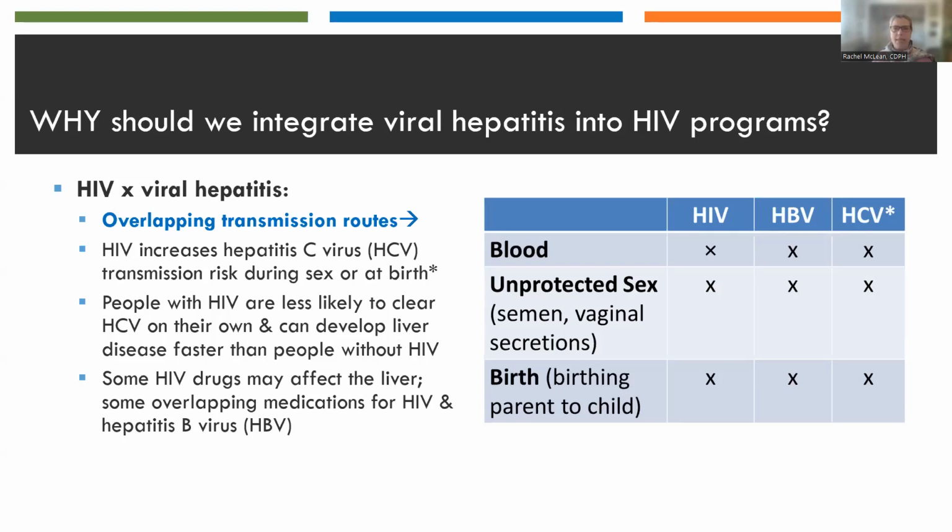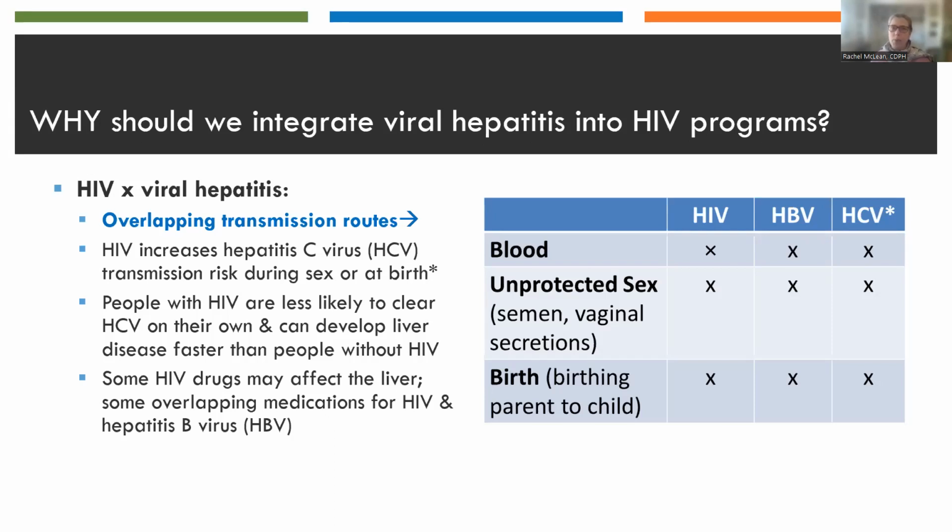Obviously, HIV, hepatitis B, and hepatitis C have overlapping transmission routes. HIV increases the risk of sexual transmission of hepatitis C, and also increases the risk of vertical transmission of hepatitis C at birth. People with HIV are less likely to clear Hep C on their own, and are at higher risk of developing liver disease about 10 years faster than people who do not have HIV, although that is less if someone's HIV is virally suppressed.